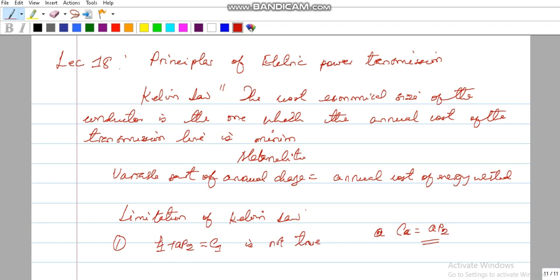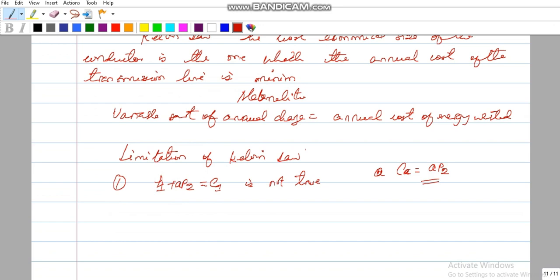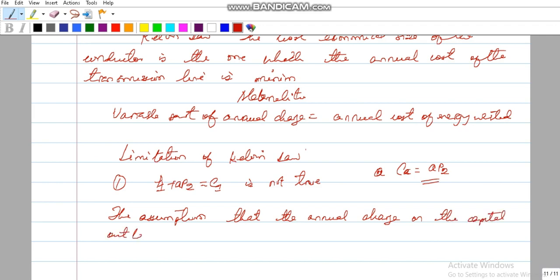Kwa hiyo tunaweza tukasema kwamba the assumption that the annual charge on the capital outlay in form of P1 plus A P2 is not true. Okay, this relationship is not true.